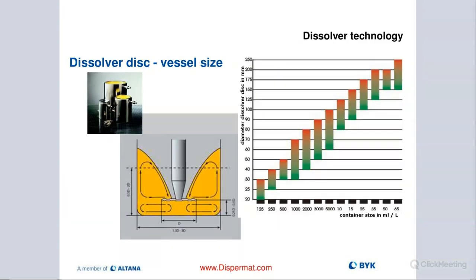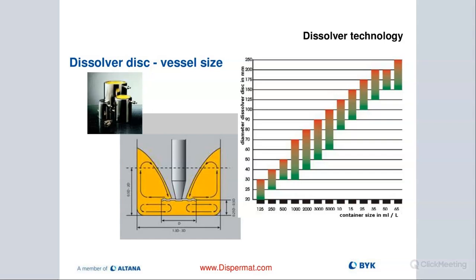So what is important in our first step when we're pre-dispersing is the dissolver disc ratio to the vessel diameter. Usually the rule of thumb is about 1/3 of my diameter of my vessel should be the blade diameter. There is a nice table. We also have it online. You can look at it here. That kind of breaks it down.